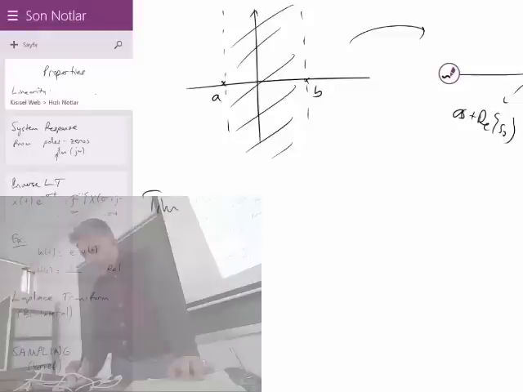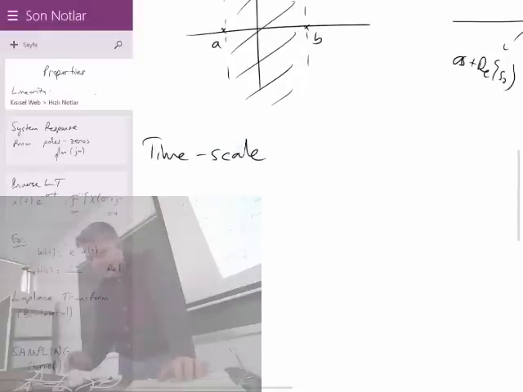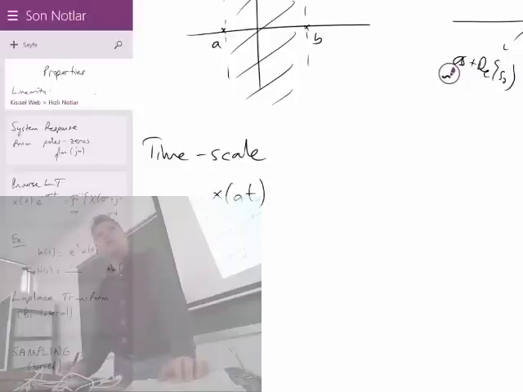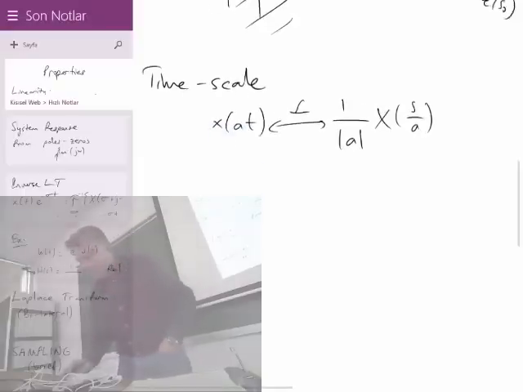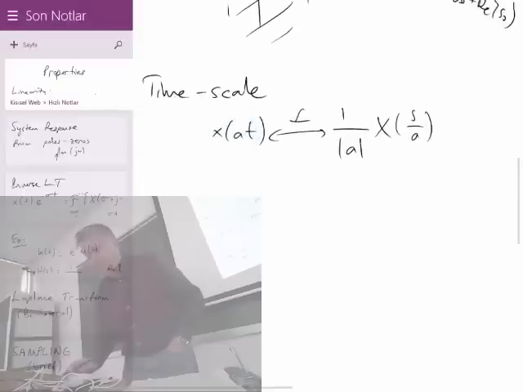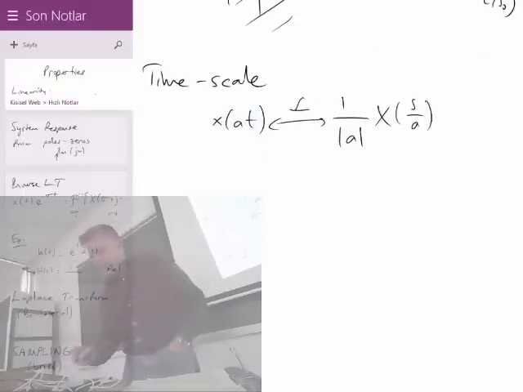Time scaling is the new property. And the situation is like this. If you have x(at), if you multiply the time variable by a, then the Laplace transform of this will be just like the Fourier transform, 1 over magnitude a, capital X(s over a). But then, what is the region of convergence? No, it's not the same. Yes, exactly.